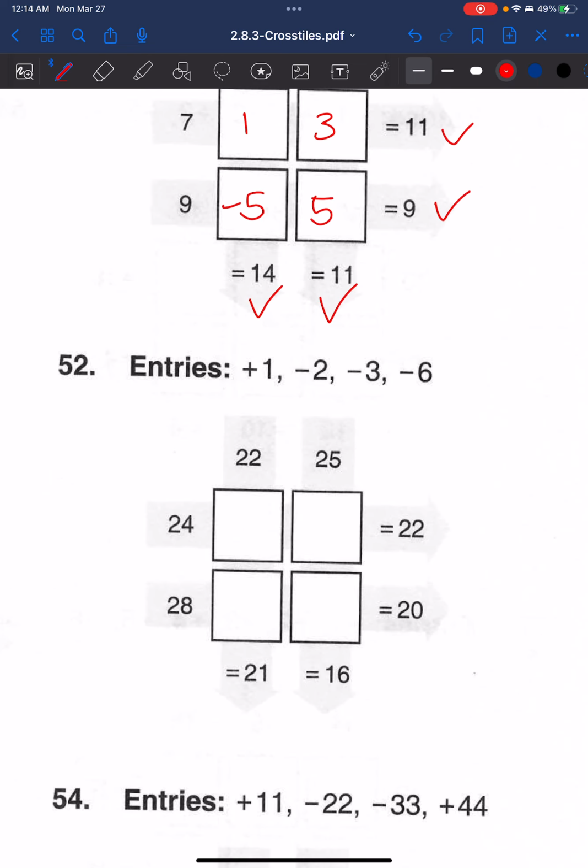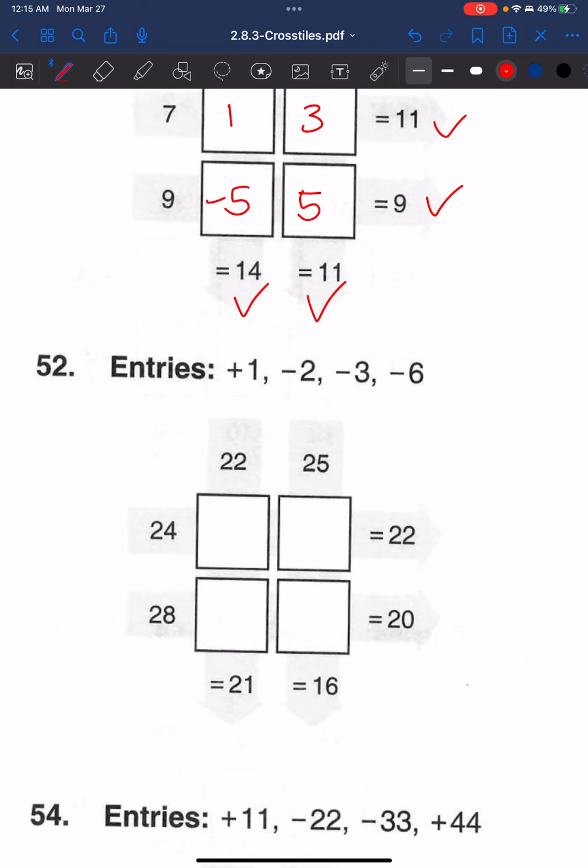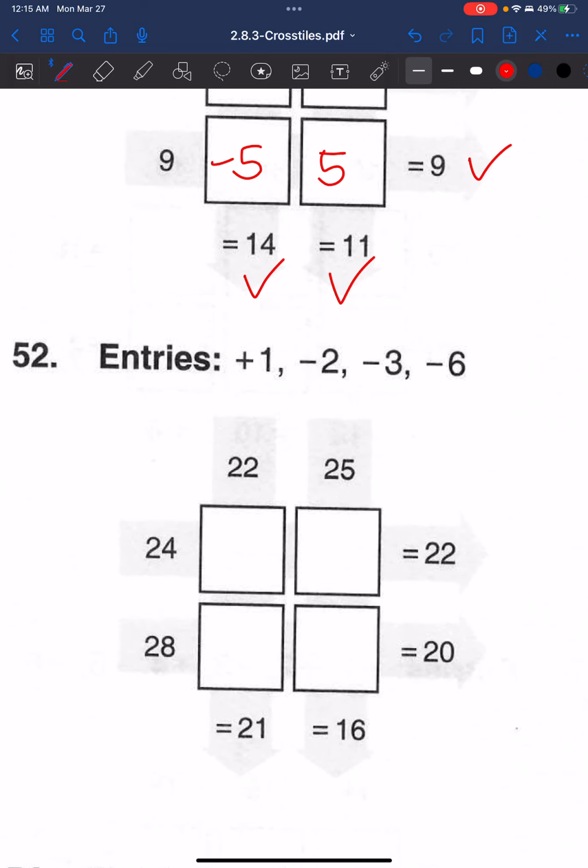Now let's take a look at question number 52. The possible numbers that we have are 1, negative 2, negative 3, and negative 6. Now look at the left column first. To get from 22 to 21, we need to subtract 1. And the only combination that gives us negative 1 is plus 1 and negative 2.